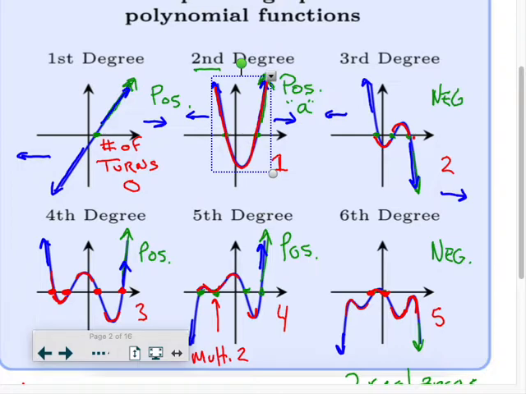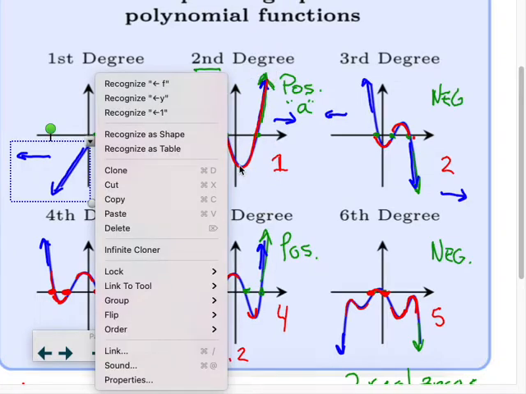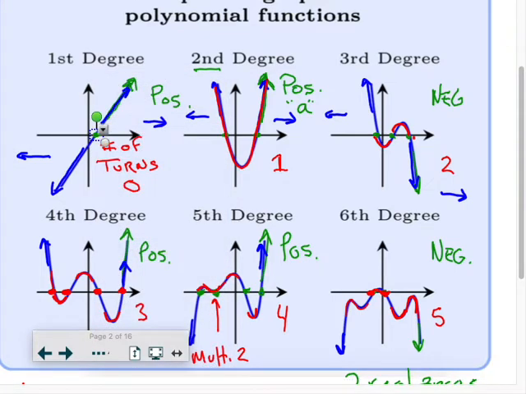Is it possible for an odd degree polynomial to have 0 real roots, or 0 zeros, 0 x-intercepts? Is it possible for an odd to have 0 x-intercepts? David? No. Why? Because they're going in the opposite direction, so one of them's bound to hit the x-axis. No matter what, odd degrees are going in opposite directions, so they must hit the x-axis at some point, right?